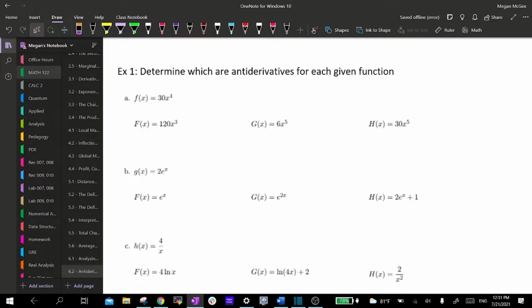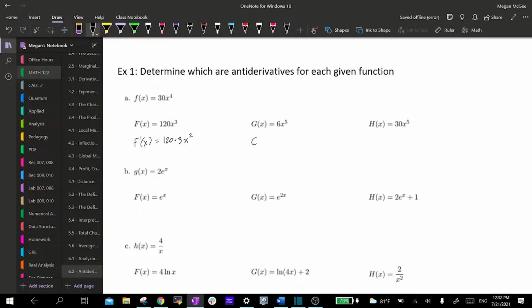We have f of x is equal to 30 times x to the fourth. So we need to think about a possible function that when we take its derivative, we get 30 times x to the fourth. All right, so let's look at our first example, this capital F. If we take the derivative, we'll end up with 120 times 3 x to the second, right? Well, that's not what we are looking for.